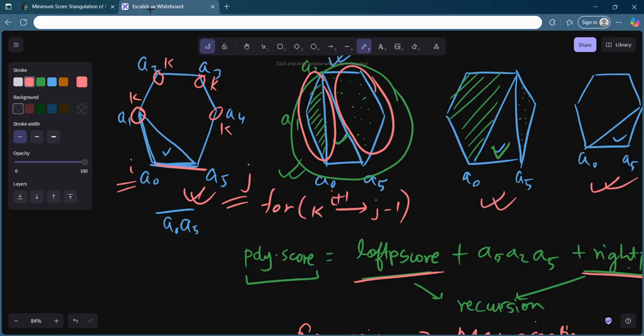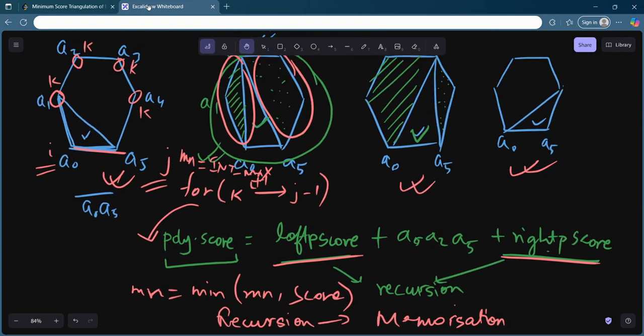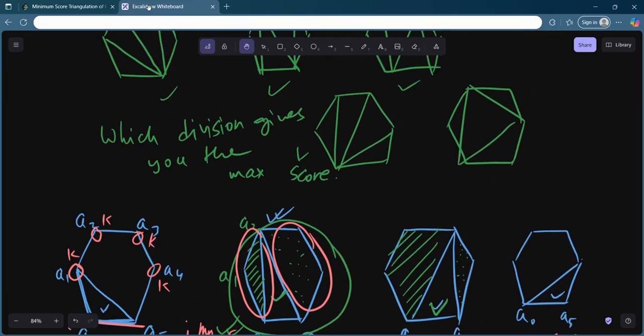Inside the for loop you calculate the score for each k, and you keep a minimum variable outside, which you can initialize with int max, and you update it with the result. I hope you can easily update the minimum, mn, with whichever score you calculate. I hope that will not be difficult to understand. That you can do easily.